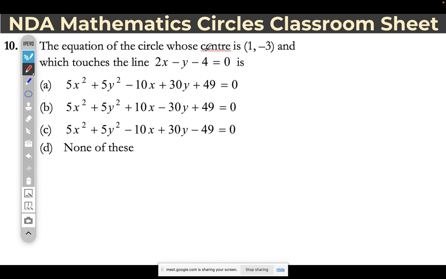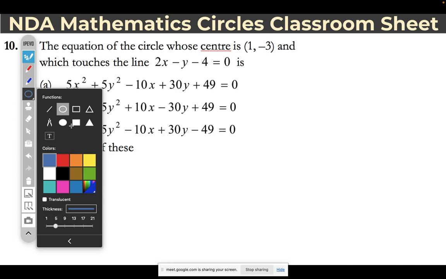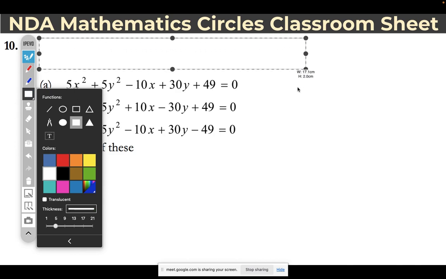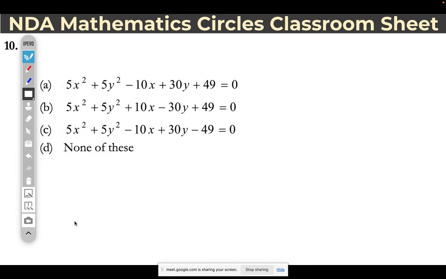Equation of the circle whose center is 1 comma minus 3. In these, whose center is 1 comma minus 3? I am asking you a reverse question now. I am asking you a reverse question, guys. Sir, none of these. Very good. A, B, C, D. Find the center and radius of these three.